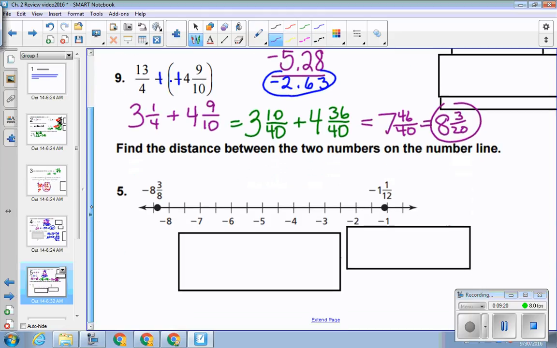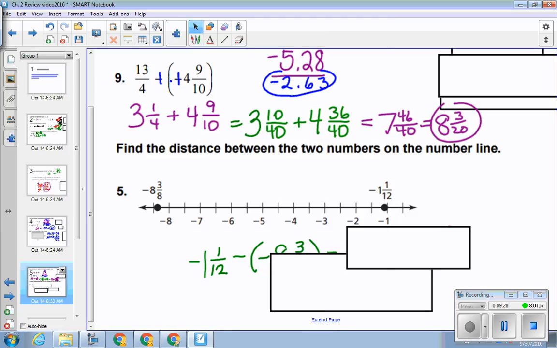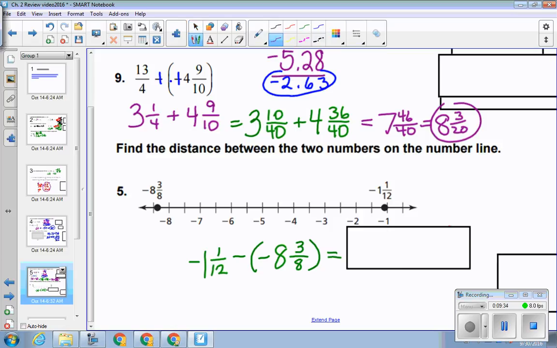Okay. If we're finding the distance between those two numbers, we need to subtract, and we put our negative 1 and 1/12 first. And we're taking away 8 3/8. So how we do that is we leave our first number and we turn this into adding a positive. So now we have to subtract.